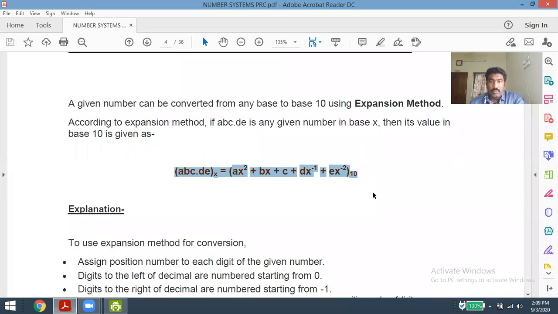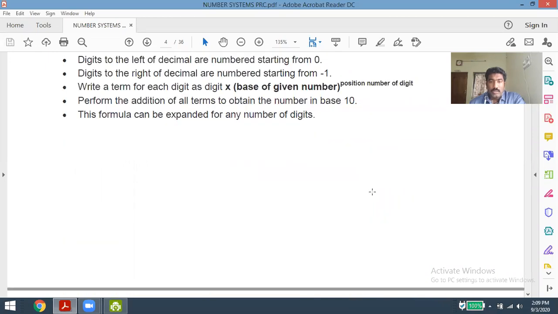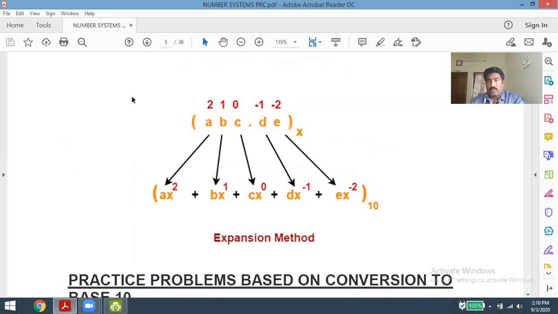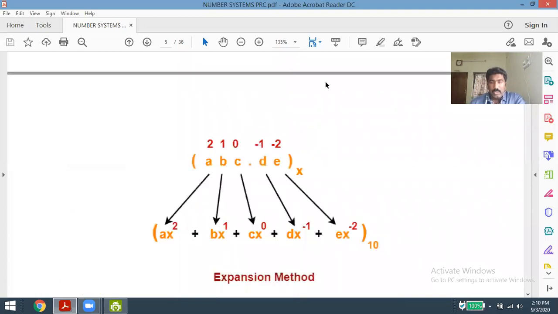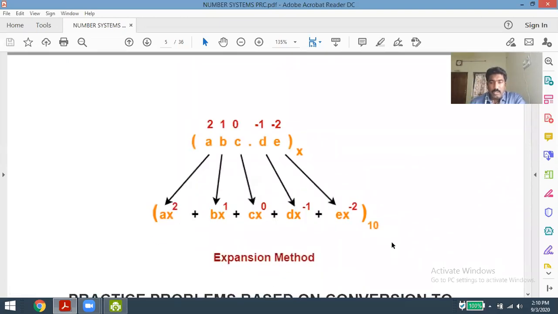We will go forward with an example. This is also another representation: ABC point D in base x, which we want to convert. We do it like this: C into x power 0, B into x power 1, A into x power 2, D into x power minus 1, and E into x power minus 2, and so on. If there are more digits, we just repeat the same process. All these values are summed, and we get the result in base 10. It is a very simple formula, so try to remember it. You can also write it in any other way you are able to remember. Just identify this picture and remember it.